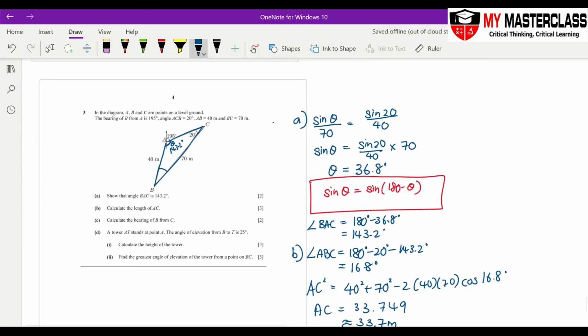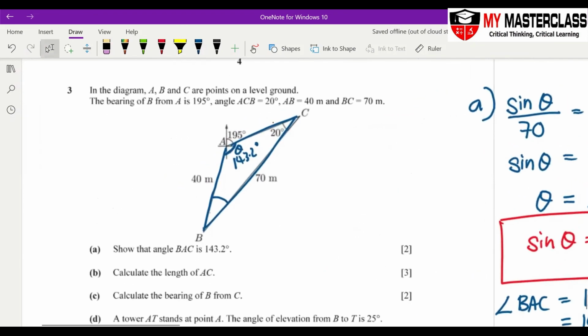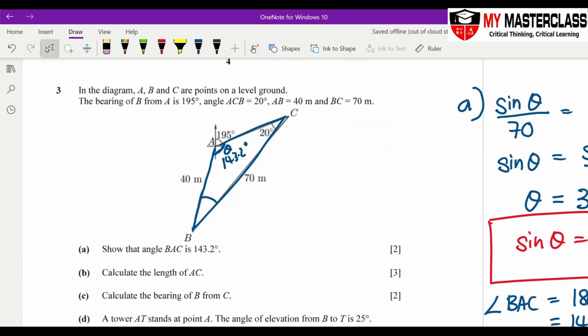Next one, calculate the bearing of B from C. So look here. When we do from C, it means we draw the north at C. So this is the north that is here. So look here first. I want the bearing, which is this guy.